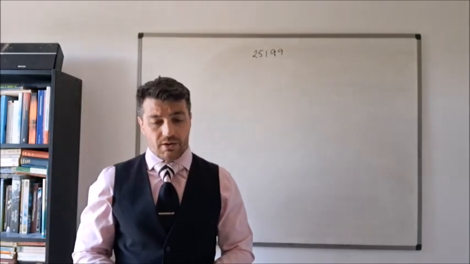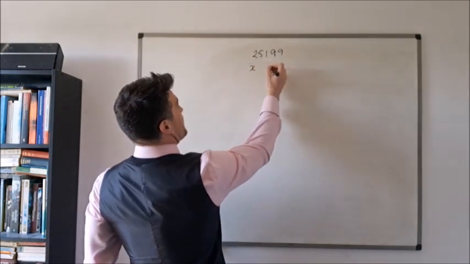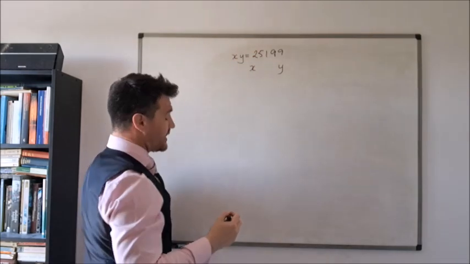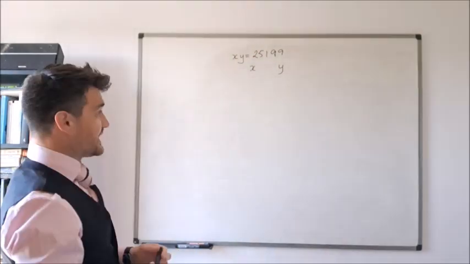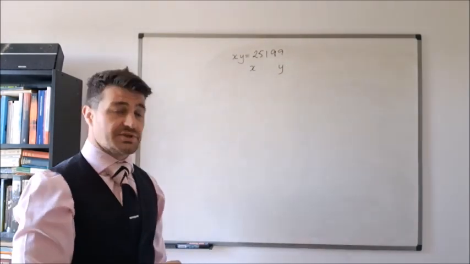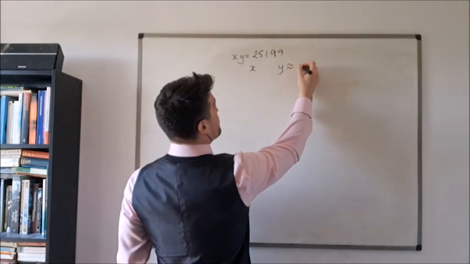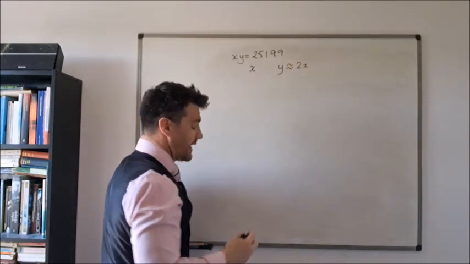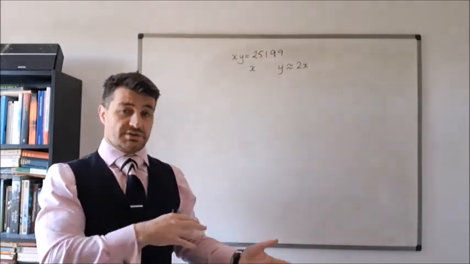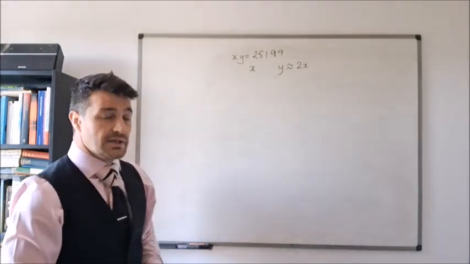Okay, so we're also told that the prime factors, x and y, so we've got x times y equals 25,199. Let's take x as the smaller of the two prime factors. We're told y is approximately equal to 2x. So notice it's approximately equal to, not exactly equal to. So we've got to be aware of that.